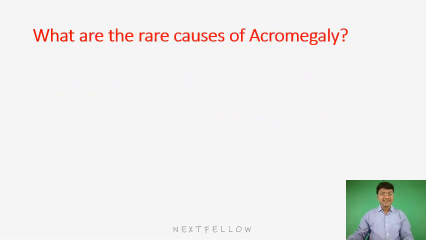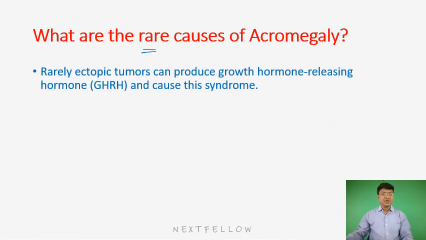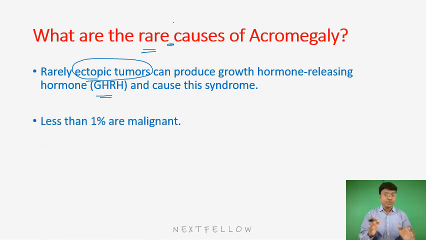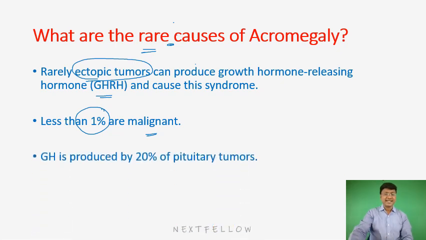Next, what are the rare causes of acromegaly apart from pituitary macroadenoma? The rare causes include ectopic tumors that produce growth hormone releasing hormone. GHRH is actually the hormone produced from the hypothalamus, but certain ectopic tumors can produce GHRH, which will stimulate the anterior pituitary to produce excess growth hormone. Less than 1% of them are malignant. So these are certain rare causes of acromegaly.